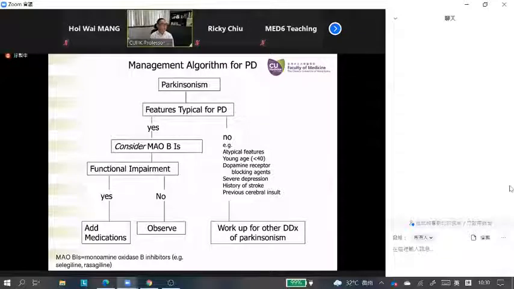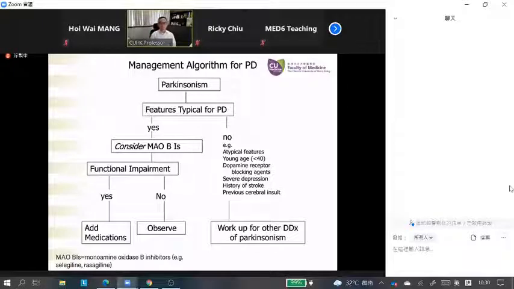Okay, so I may consider use of this. Although the evidence is not 100%, it has some evidence. So if I have Parkinson's disease, I will consider use of selegiline or rasagiline. If I can afford, I will use rasagiline. And so over the long term, the progression may be less.